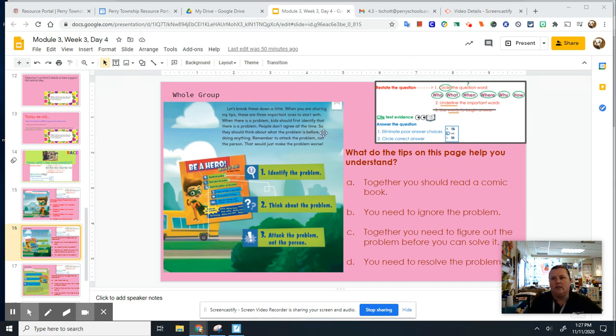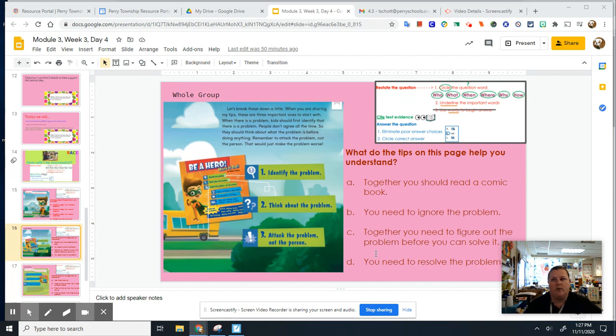So what are these tips on the page asking me to do? What are they helping me to understand? Are they helping me to understand that together you should read a comic book? I don't think those were the ways to understand a comic book or how to read a comic book. Did they tell me to ignore the problem? Nothing here says ignore the problem. I see identify the problem, think about the problem, attack the problem, not the person.